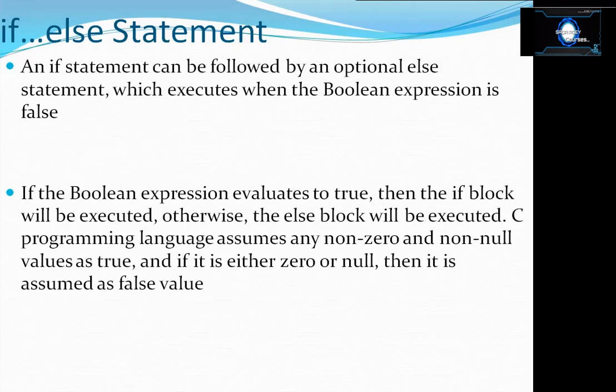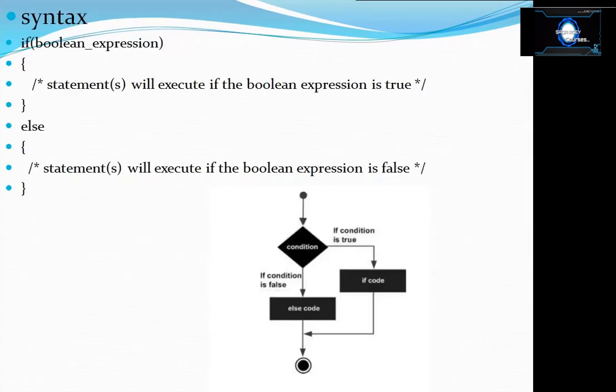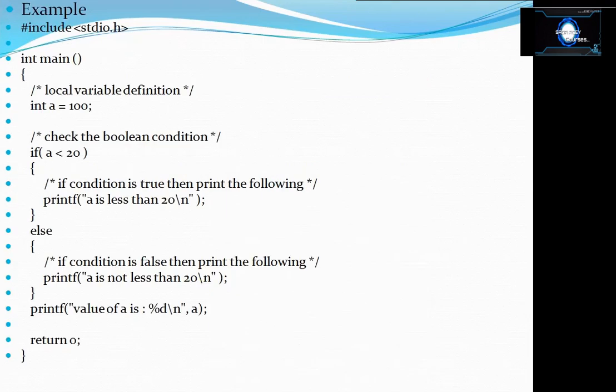If else statement. An if statement can be followed by an optional else statement which executes when the Boolean expression is false. If the Boolean expression evaluates to true, then the if block will be executed. Otherwise, the else block will be executed. C programming language assumes any non-zero and non-null values are true, and if it is either 0 or null, then it is assumed as a false value. This is about the if else statement. This is the syntax of if else statement: if Boolean expression in curly braces, and the else statement is also presented in the if else statement of decision making in C. This is a sample program of if else statement in C.